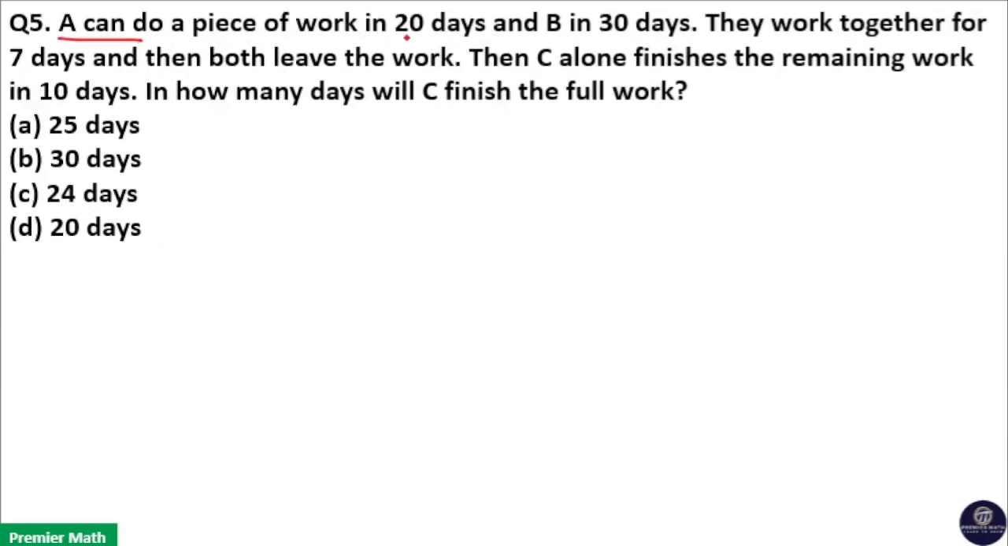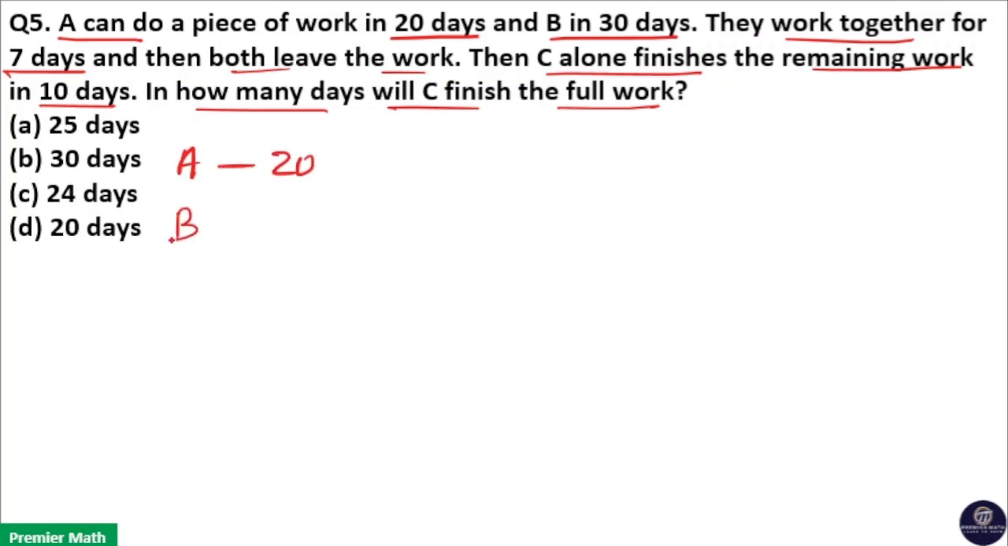A can do a piece of work in 20 days, B in 30 days. They work together for 7 days and then both leave the work. Then C alone finishes the remaining work in 10 days. In how many days will C finish the full work? Here, A can complete a work in 20 days, B can complete the same work in 30 days.